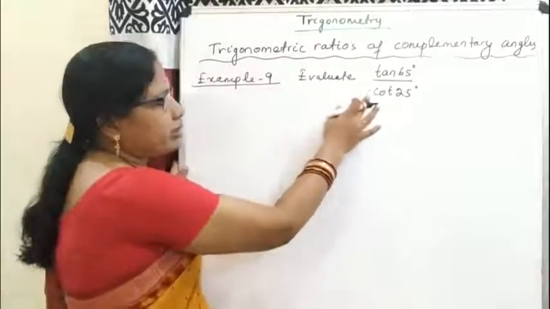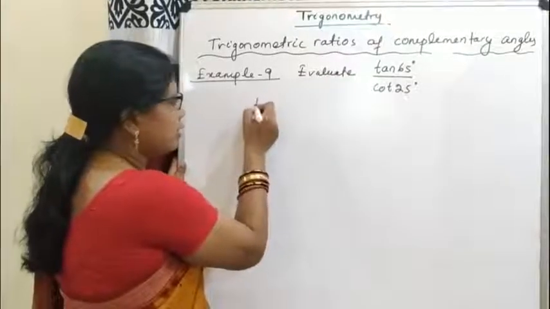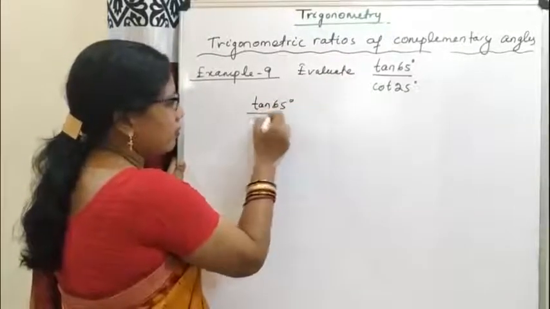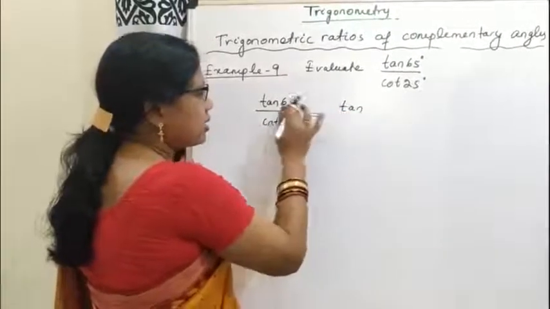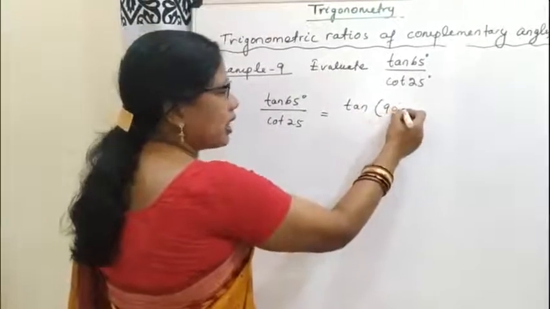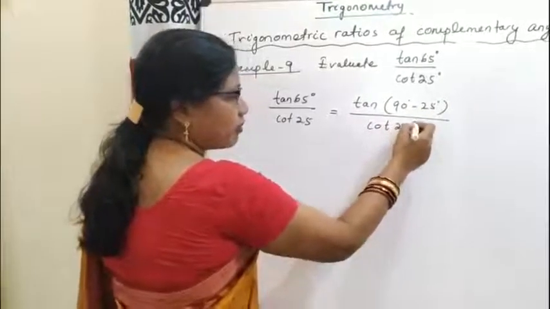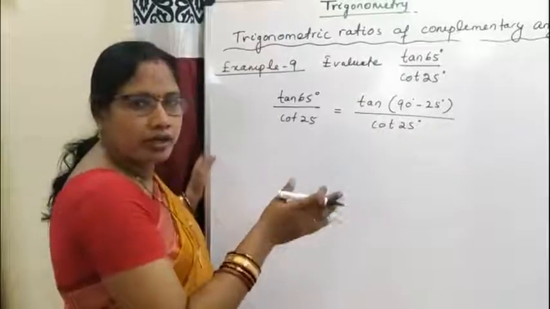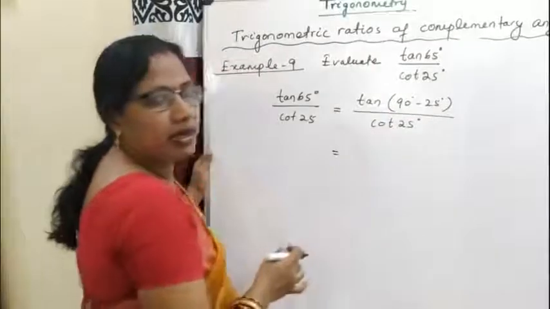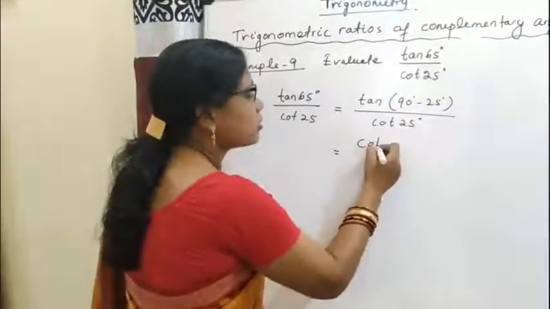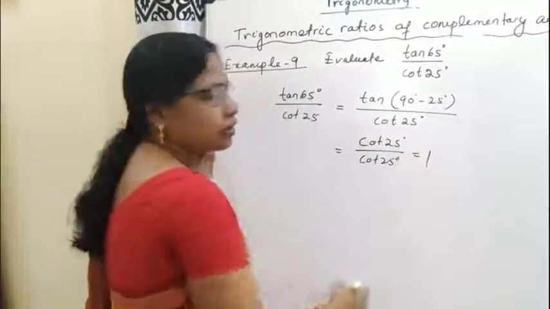Example, evaluate tan 65 by cot 25. So here we can write it as tan 65 by cot 25. Tan 65 can be written as tan 90 minus 25, divided by cot 25. We have to change either the numerator or denominator. So tan 90 minus theta is equal to cot theta. So this is cot 25 degree by cot 25 degree. So this is equal to 1.